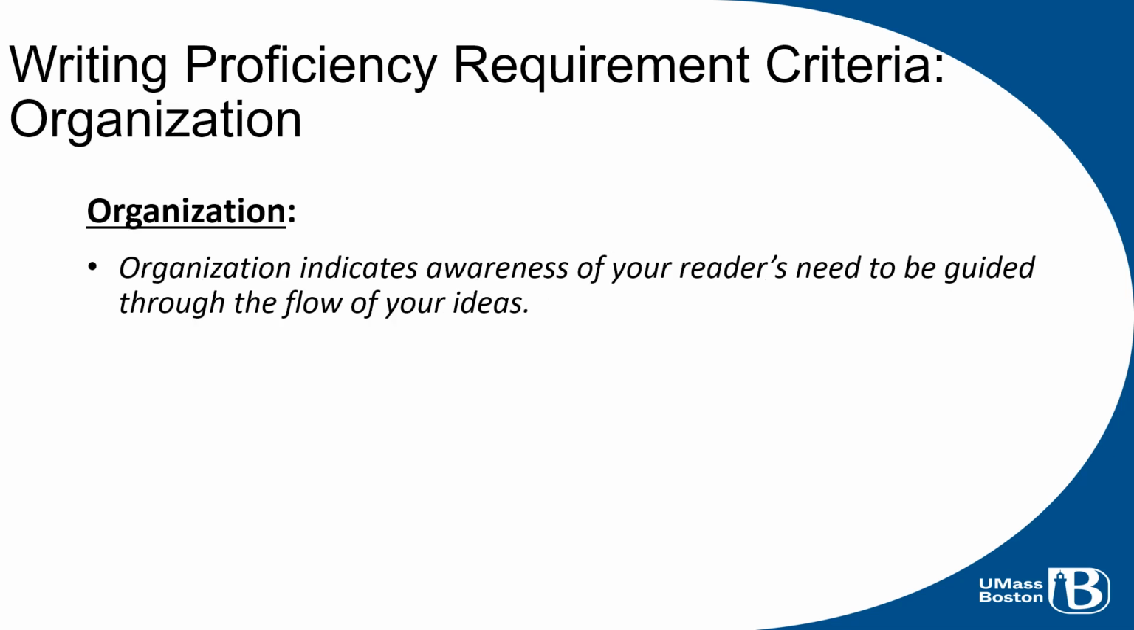Organization indicates awareness of your reader's need to be guided through the flow of your ideas. It guides the audience from paragraph to paragraph with effective transitions and connects sentences to form coherent paragraphs. In a proficient essay, each paragraph would signal a new idea and how that idea is explicitly related to the previous paragraph and to the overall purpose of the essay. And in a proficient essay, sentences use forms that express meaning to the reader, and each sentence has a meaningful connection to the other sentences in that paragraph.